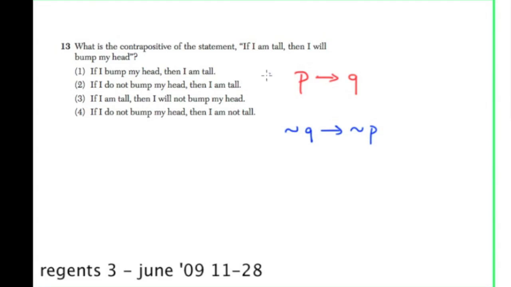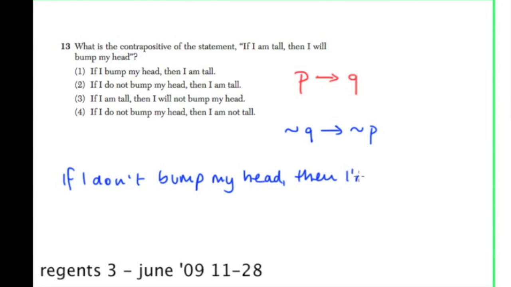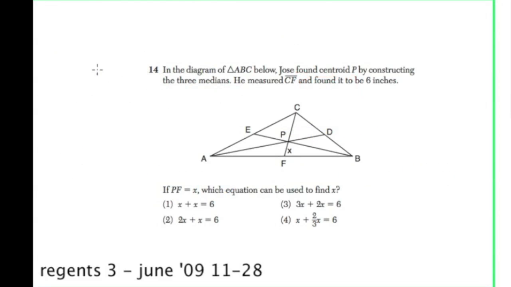So let's flip both of these. So if I am tall, then I'll bump my head. So if I don't bump my head, then I'm not tall. So choice 4.